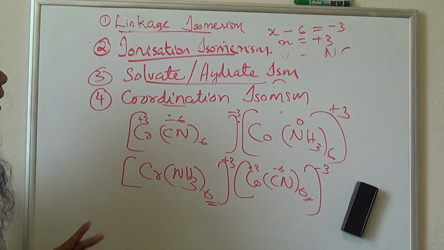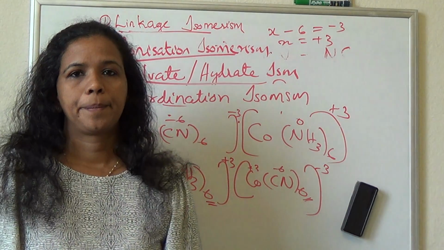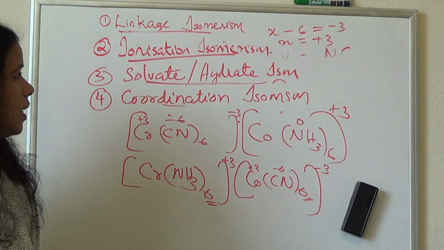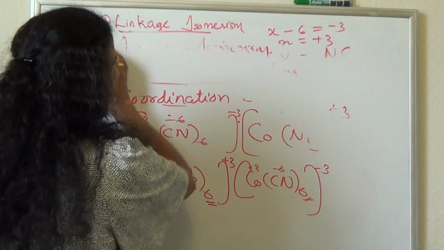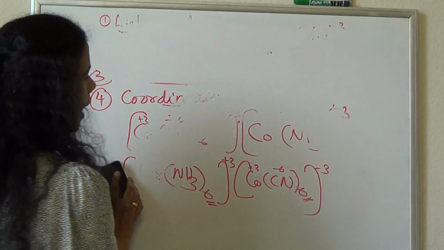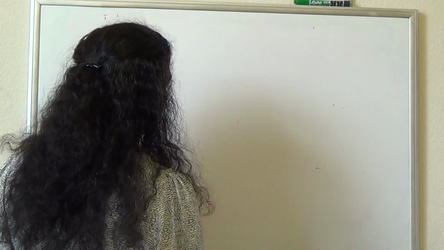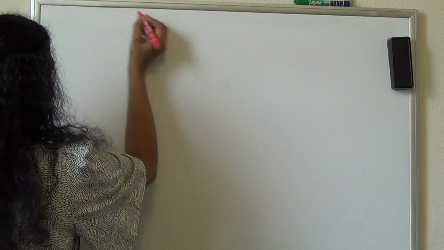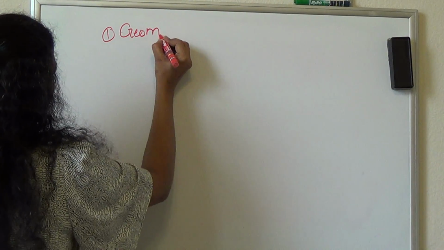So these are the different types of structural isomerism shown by coordination complexes. They are linkage, ionization, solvate, and coordination isomerism. Next we will discuss geometrical isomerism, that is a stereoisomerism shown by coordination complexes. So there are two types of stereoisomerism. First one is geometrical isomerism.